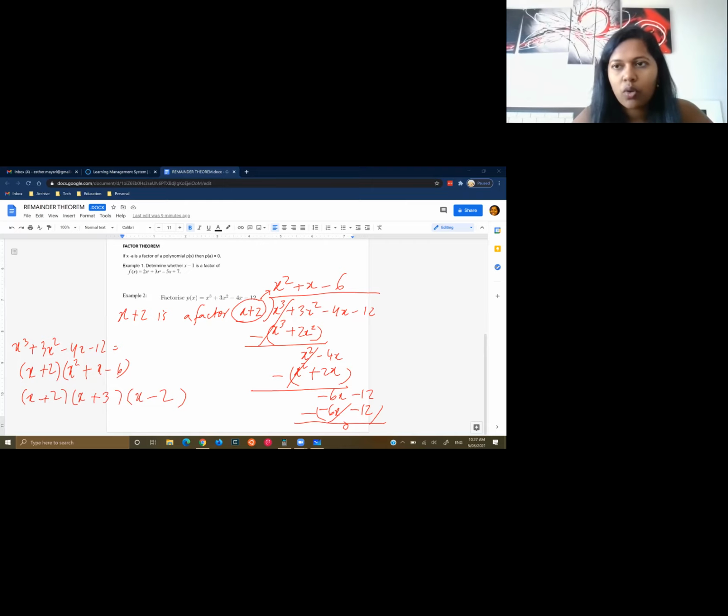Using the factor theorem, we work out one factor, then use long division to work out the quadratic factor, and then we can factorize the quadratic to give us the two factors. So that's basically the lesson for today. Have you got any questions?